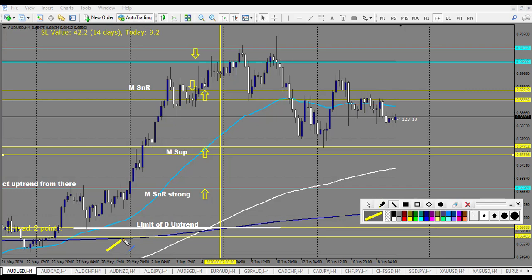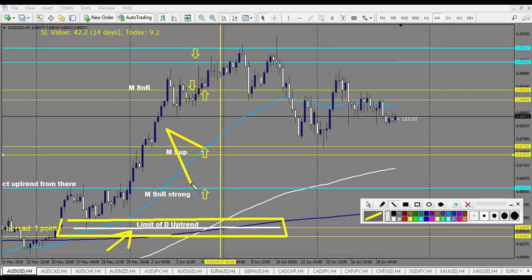And after that, there is a white trend line right here. And this is the limit of the daily uptrend, which means we still have good potential buy levels at this one and at this one, because the trend is still up on the daily. And when this daily trend is broken, if a daily candle breaks below this level, now we will be in a daily downtrend. So that's it, the three elements.